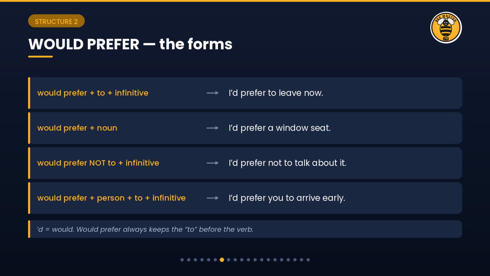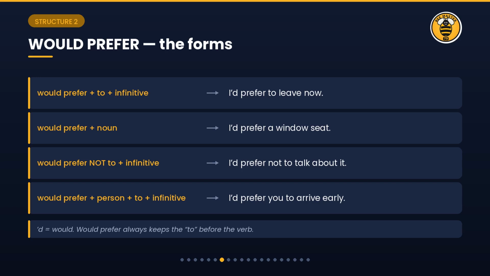Structure 2. Would prefer, usually contracted to I'd prefer. The key point is simple. Would prefer always keeps the word to before the verb. I'd prefer to leave now. It can also take a noun. I'd prefer a window seat. For the negative, put not in front of to. I'd prefer not to talk about it.